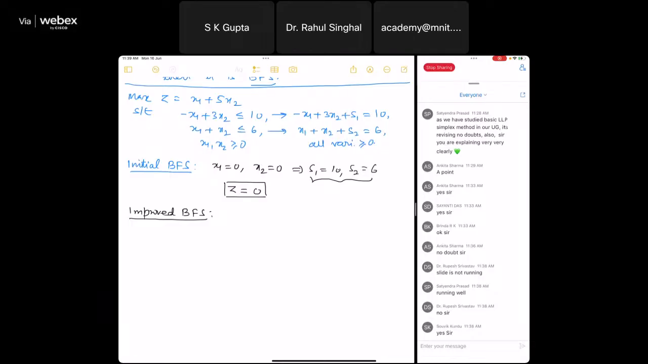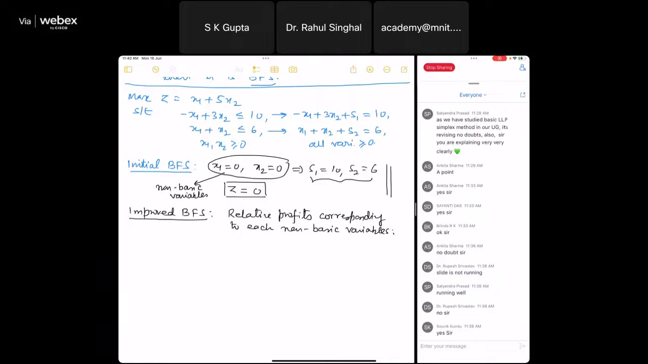So we will try to see the improved case. How will we see? We will find relative profits corresponding to each non-basic variable. What are non-basic variables? The variables which we put 0, right? Here, these two are the non-basic variables, and these two, s1 and s2, are the basic variables.